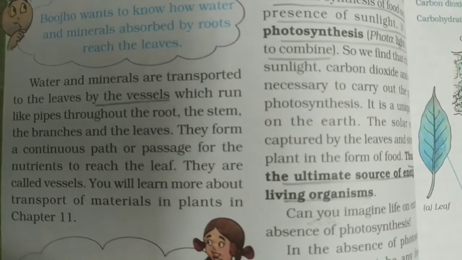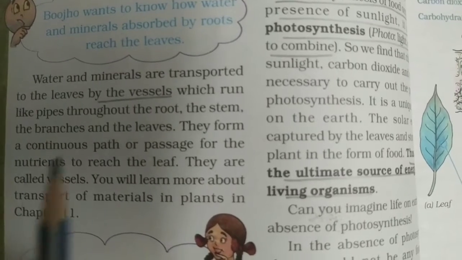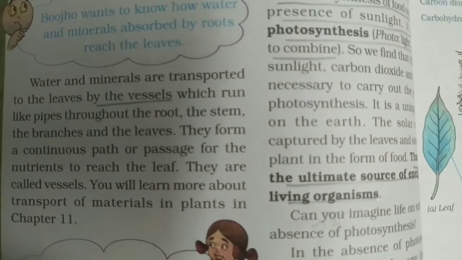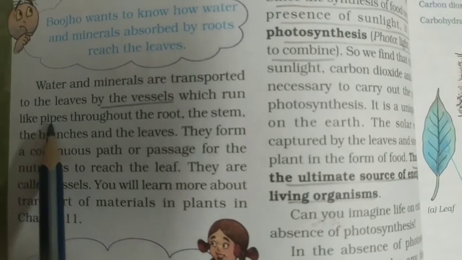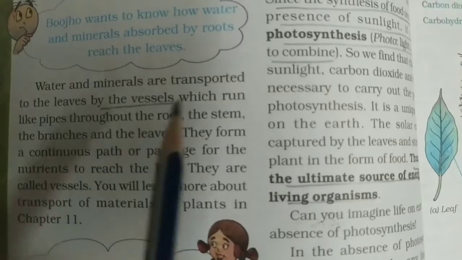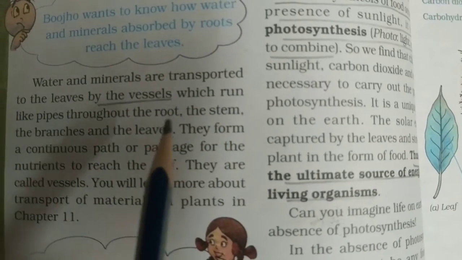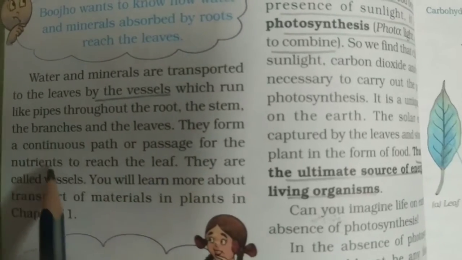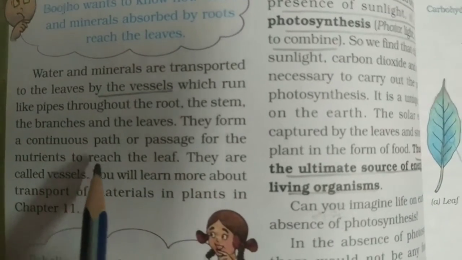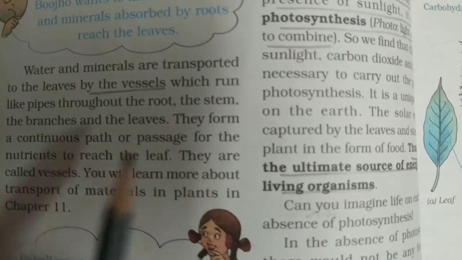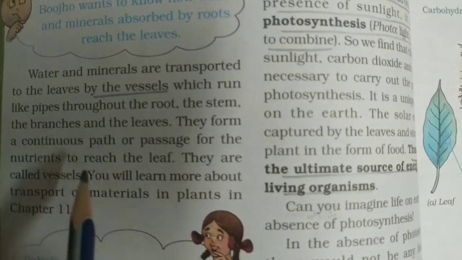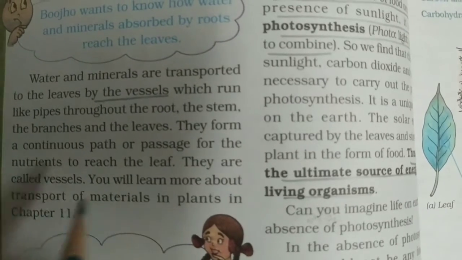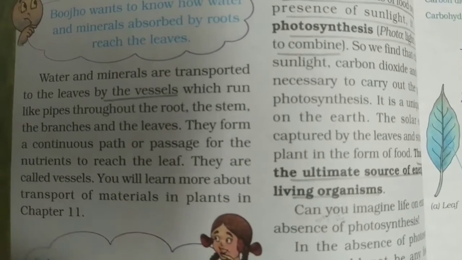So water and minerals are transported to the leaves by the vessels. Vessels are like a network of veins which run like pipes throughout the root, the stem, the branches, and the leaves. From the root it goes to the stem and the branches and then the leaves. They form a continuous path for the nutrients to reach the leaf. They are called vessels. You'll learn more about transport of materials in plants in chapter 11.